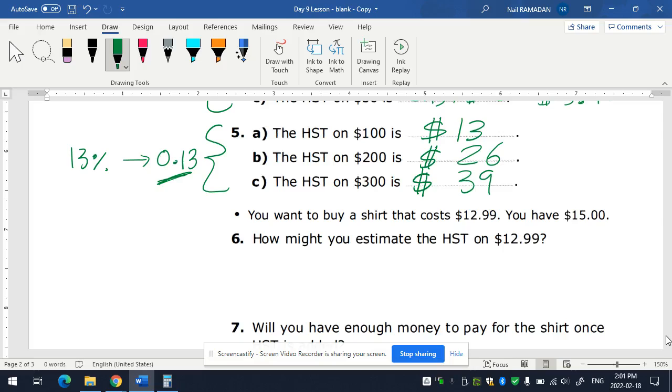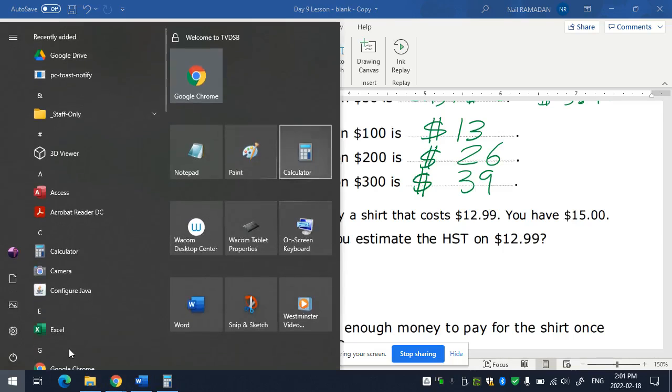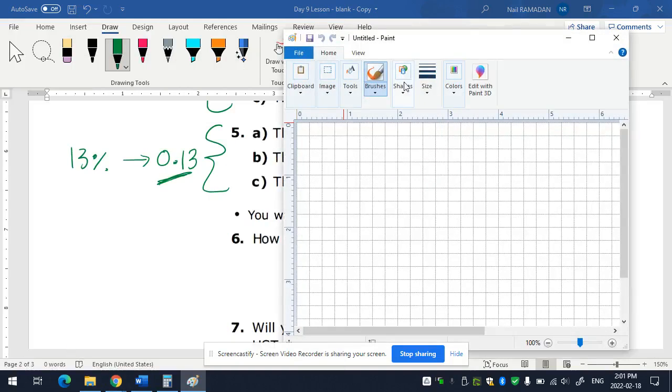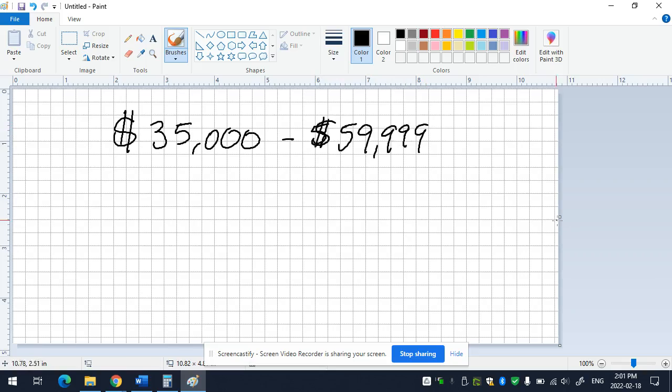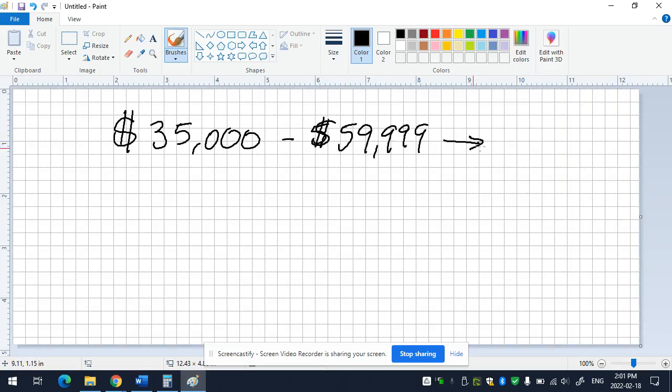Let me give you an example here. Imagine the government says anyone earning from, let's come up with $35,000 to $59,999, we will tax them on their income, I don't know, let's say 15%. And then we start with the next range. What's the next range? Instead of 59,999, what's the number after? $60,000.